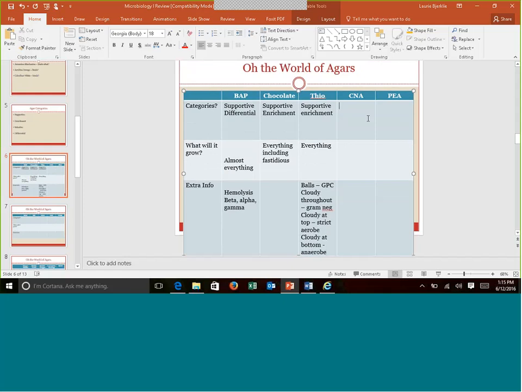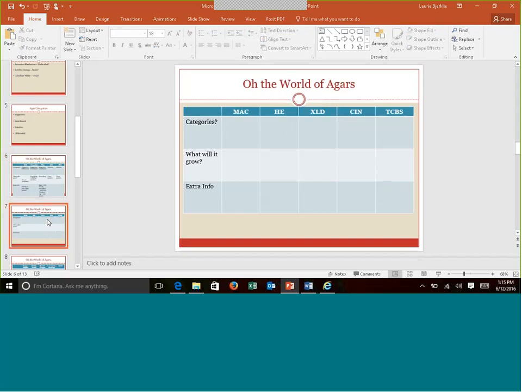All right, CNA, I think you guys have all used CNA or PEA in your labs this quarter. CNA is, again, selective, and PEA is selective. So we typically only have one of these on hand as they do the same thing. Both are going to grow gram-positives. And that's all we have to really say there. Okay, so that's the first slide done. Hopefully that was a little simpler for you guys. Those pretty much should be familiar.